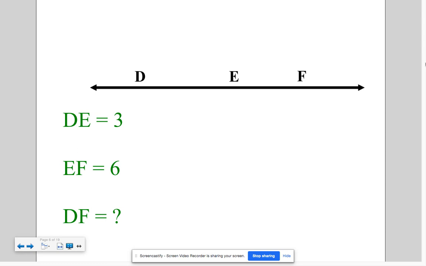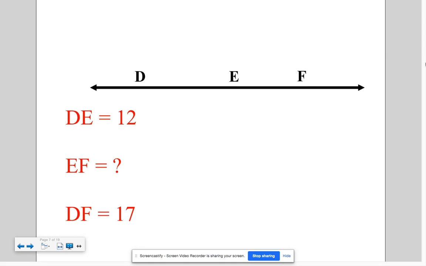So in this case, we've got 3 points, point D, E, and F. We see that the length of DE is 3, the length of EF is 6, and the length of DF, using segment addition, 3 plus 6 is 9. Okay? So this is a pretty straightforward example using segment addition.